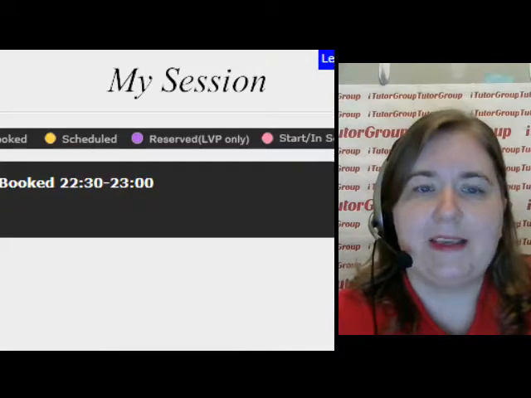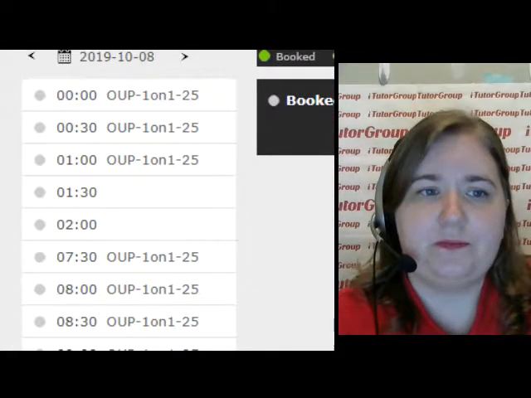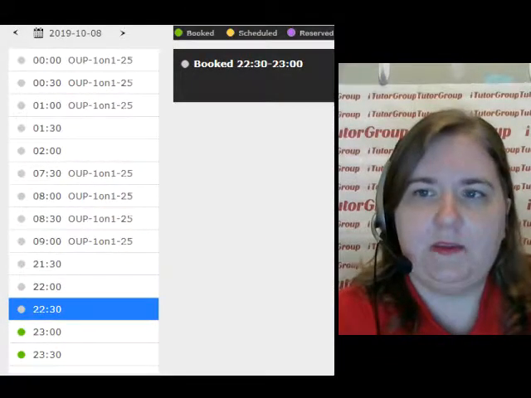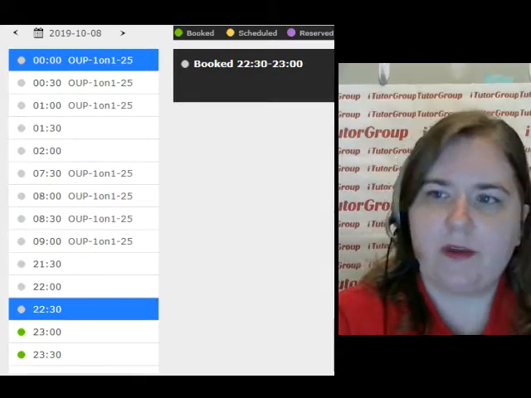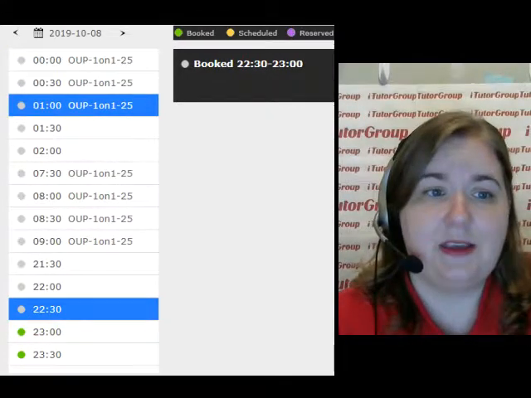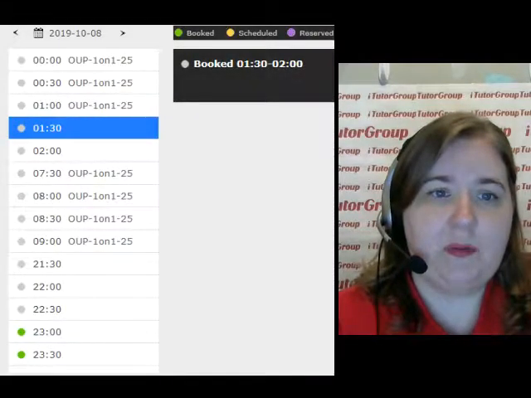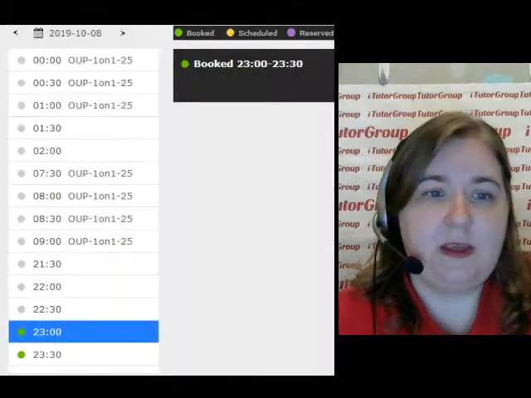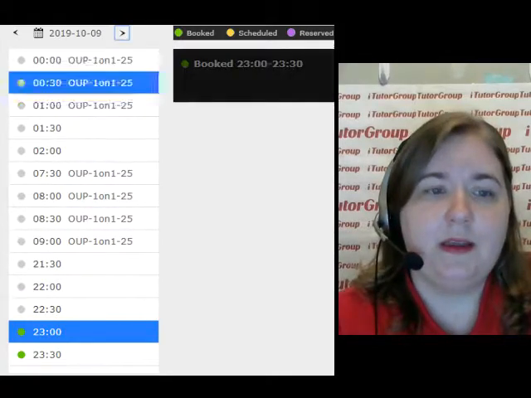But that just gives you an idea. The other important page is called My Session page. This is where you'll see if you are booked. Now, here is my schedule for today. If you will notice, the times with OUP 1-on-1 25 is when I have a class. The times that don't have anything just have the little gray dot. See, I am booked, but I did not get scheduled. All right. Green dots mean the time is booked and has not been scheduled and it's upcoming.